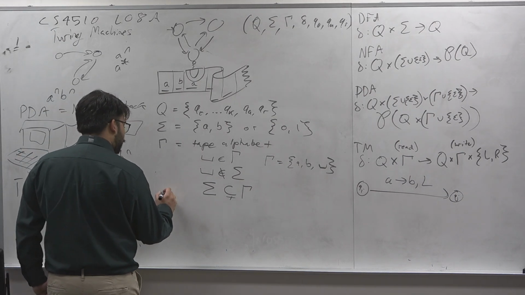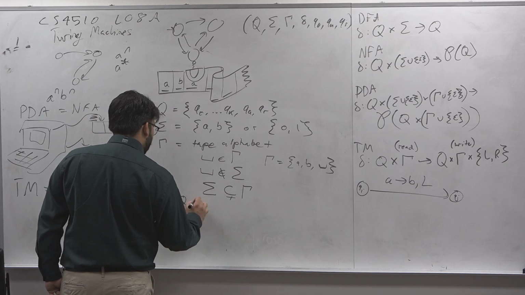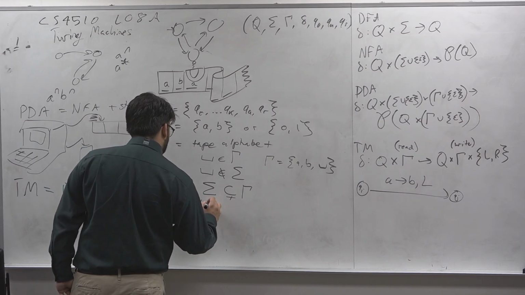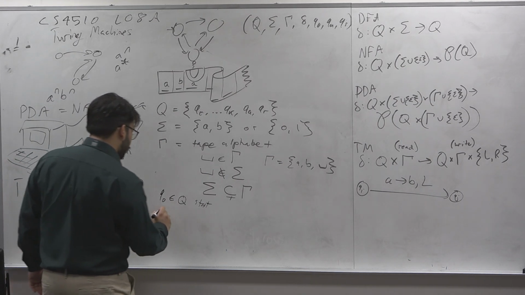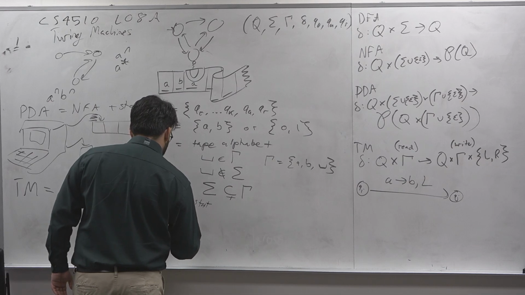The final piece is Q0 is the start state. What do you think QA and QR are? Accept, reject. Yeah, QA and QR are going to be designated accept and reject states.